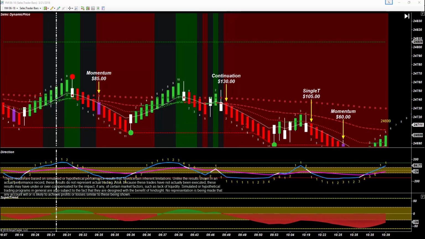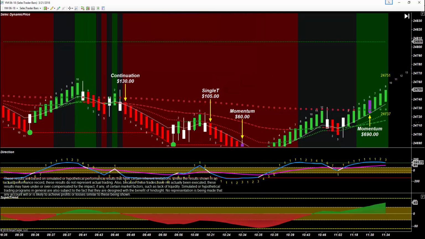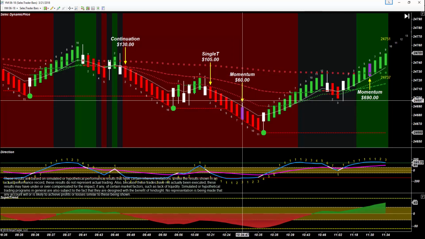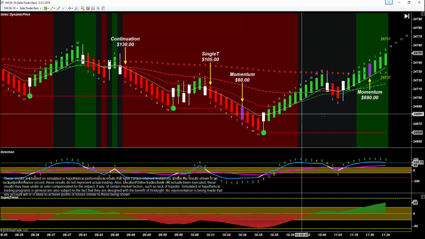Nice little runner here. We do hit profit target, can trail at the high of the previous bar after the close of bar 6 and 7, and then widen into the green DPI after the close of bar 8. Then we have a single T short that just hits profit target and grabs a couple extra ticks with the runner, getting stopped out by this wick that gives us another momentum entry, and this one just hits profit target.